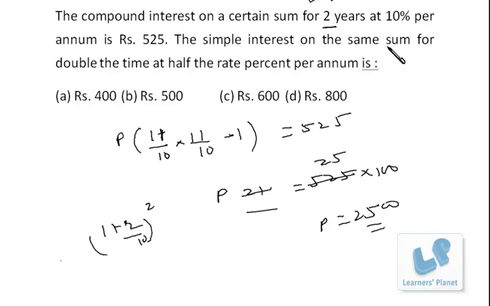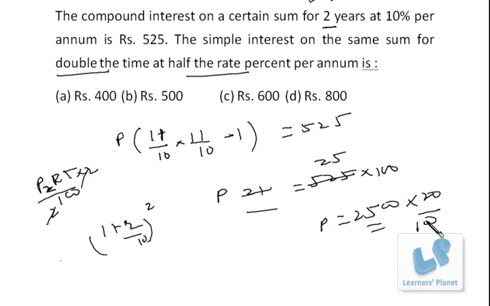Now the simple interest on the same sum for double the time and half the rate percent doesn't matter, because simple interest is what, PRT by 100. If you double the time and half the rate, then also there will not be any difference in simple interest, because R by 2 and 2, the two twos will get cancelled. Okay, so what we do is we just calculate with the same data simple interest for 2 years at 10% per annum. For single year it is 10%, so for 2 years it will be 20%. So 20% of 2500 we have to calculate. So that comes to 500 rupees, as simple as that.